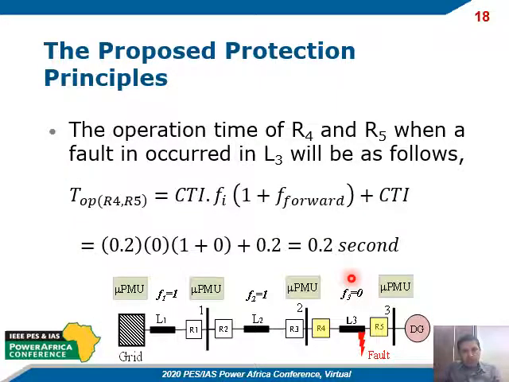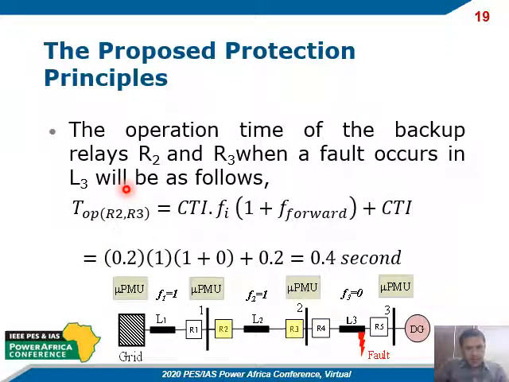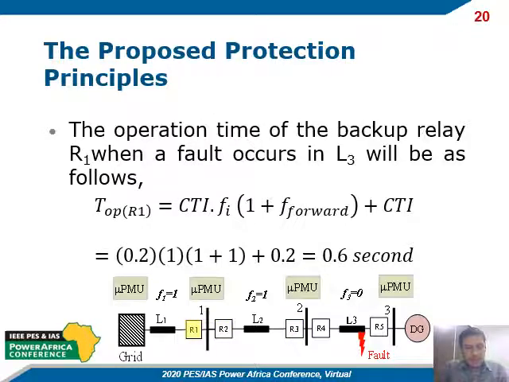The operation time of primary protection relays R4 and R5 can be calculated as in the previous equation. The CTI variable, as stated previously, is 0.2, and the variable F3 will be 0. That means this term will be 0, and the operation time of R3, R4, and R5 will be 0.2 seconds. Similarly, the operation time for R2 and R3 can be calculated, which is about 0.4 seconds. Finally, the operation time of R1 can be calculated, which is 0.6 seconds.